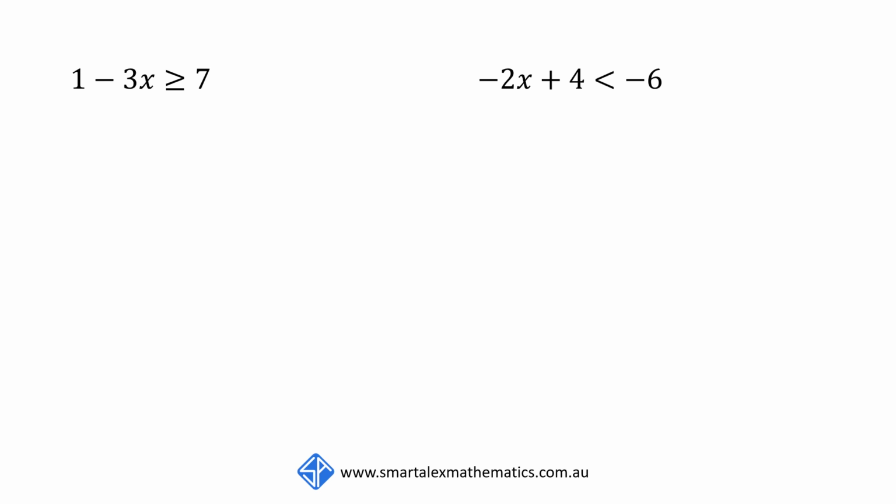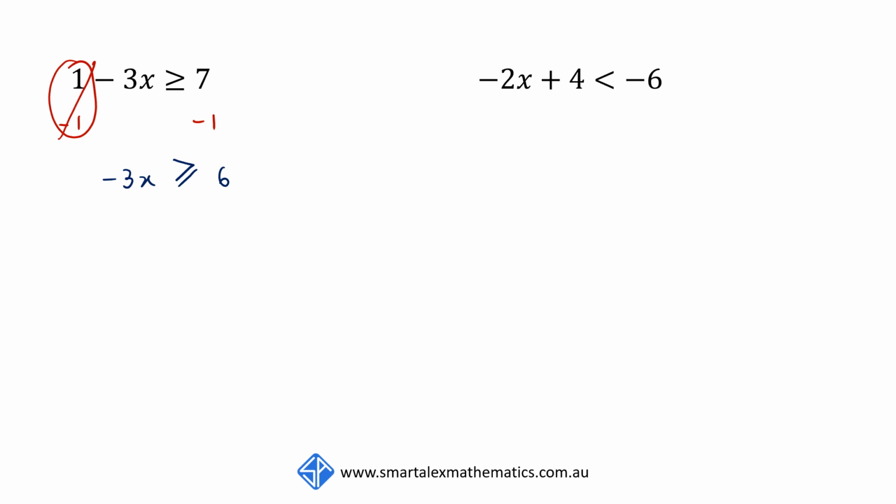The next one, I've got two-step inequalities. 1 minus 3x is greater than or equal to 7. First step, we're going to subtract 1 from both sides. That does not reverse the sign because we're simply doing the subtraction. We have negative 3x on the left. On the right, we have 6, and the sign is still the same direction.